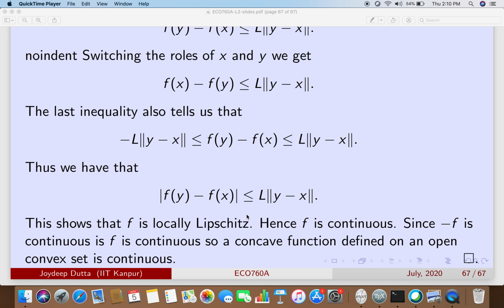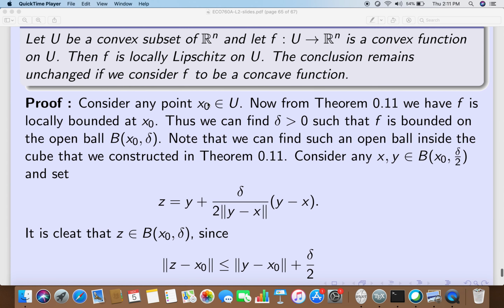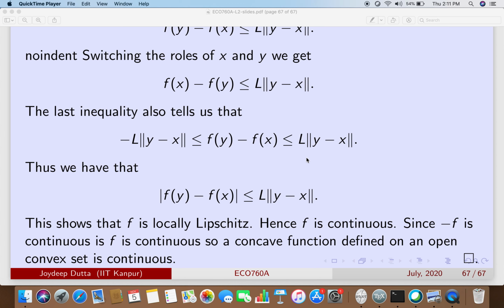So continuity is guaranteed. Continuity of a Lipschitz function is guaranteed, and every convex function on an open convex set is locally Lipschitz, which means that f is also continuous. So essentially what I have proved is that it is locally Lipschitz at x naught, any point on the open convex set. So it is locally Lipschitz at all points, and hence it is continuous at all the points on U. So the concave function is also continuous at all the points on U.